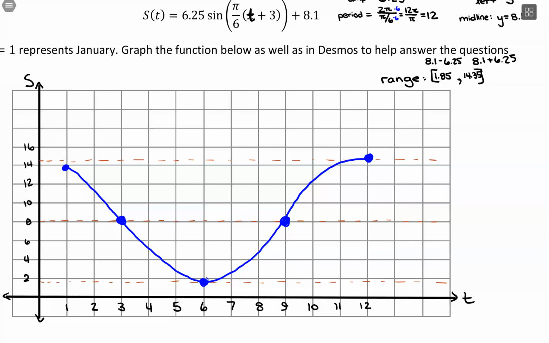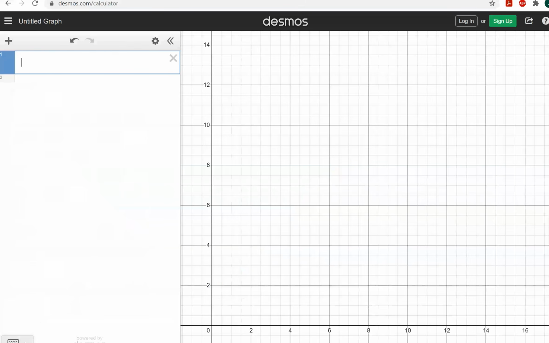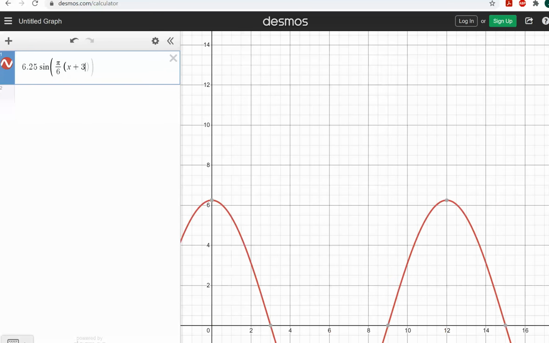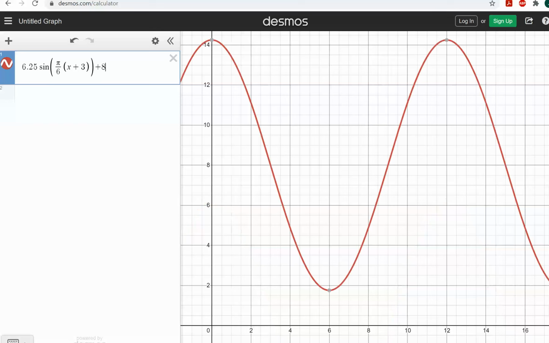So that means now we can see January to December. Just keeping that in mind, let's check this out in Desmos and see how this translates. So typing it in, we would have 6.25 sine of pi over 6, parentheses, x plus 3, parentheses, parentheses, plus 8.1.